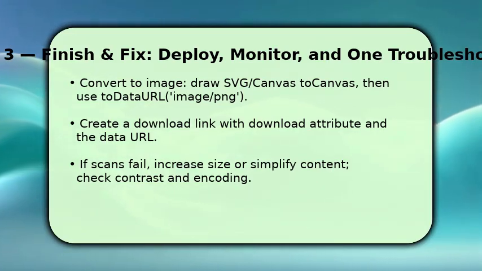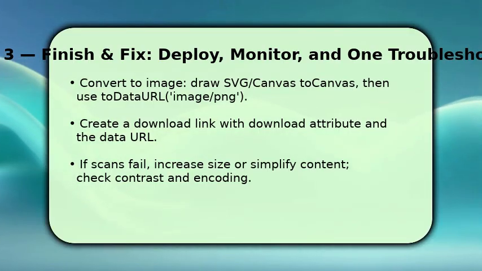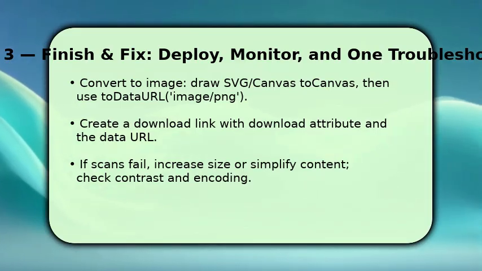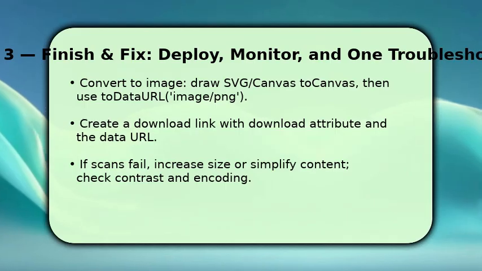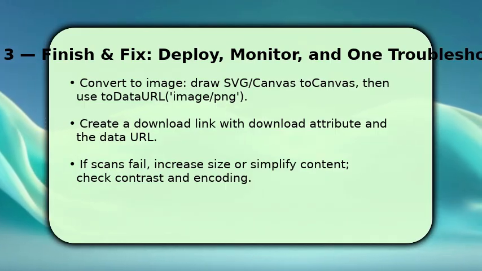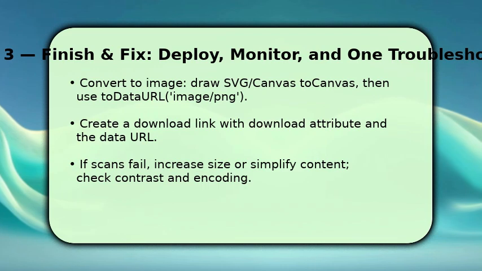If something goes wrong, troubleshoot. Make sure foreground/background contrast is high, increase pixel size, lower error correction only if content is simple, and confirm encoding matches your payload. These checks fix the most common scan failures quickly.